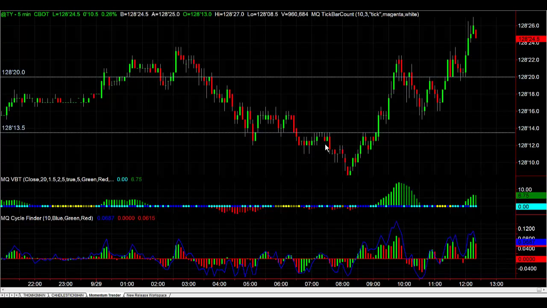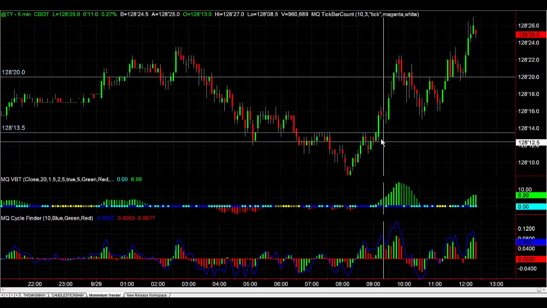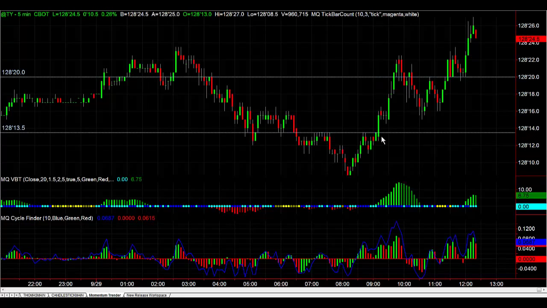If you have your left shoulder, your head, and your right shoulder, you can see the resistance that had been hit a number of times at 128.13.5. So the long entry was the break above 128.13.5. And if you look at our cycle finder, it was in an up cycle. The blue line was above zero.